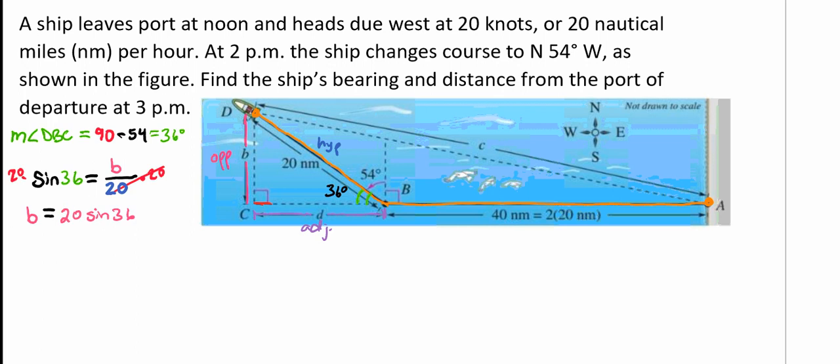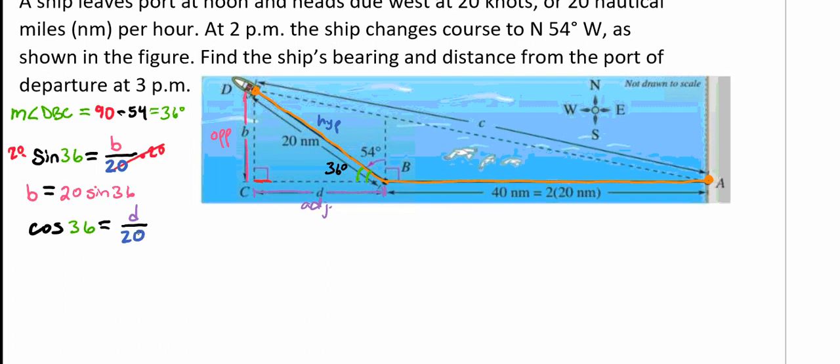We now need to find our side D, that adjacent side. And in order to find that, we're going to use the cosine. If we take the cosine of that 36 degrees, then that is going to give us our adjacent side, which we don't know, that side D, and our hypotenuse, which is 20. So from there, just like before, we'll multiply 20 to both sides to get that to go away, and we'll be able to say that D is equal to 20 times the cosine of 36.